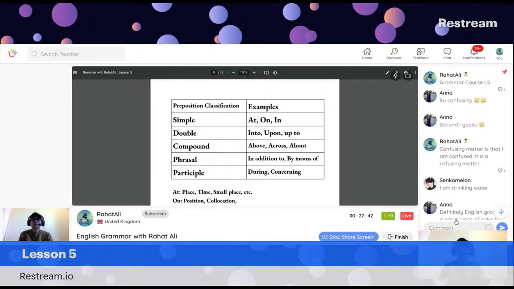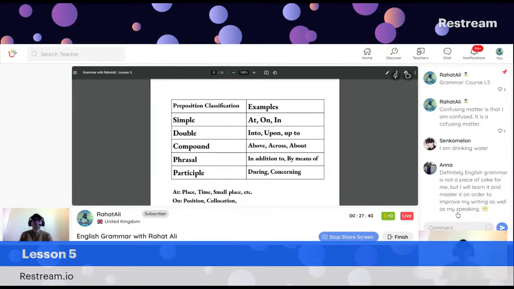I'm drinking water. Yes, here drinking is... No, Anna, don't say that. Definitely English grammar is not a piece of it. Don't say that. No negative thoughts, please. If you bring negative vibes, energies, or thoughts, then it will be really disgraceful for yourself. You should be motivated. Be positive always.